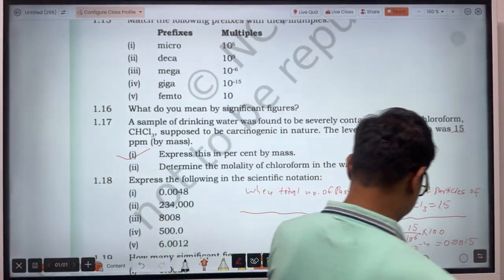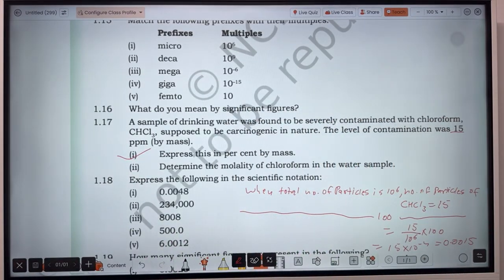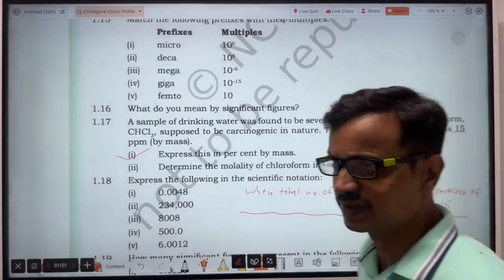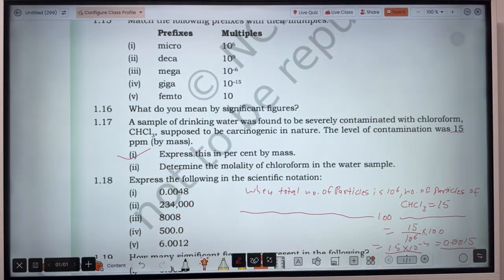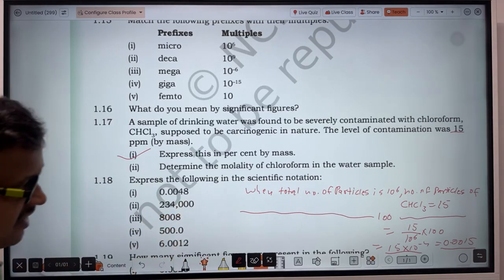10 power minus 4 means just 0.0015. Okay. Or you may write 15 into 10 power minus 4, or 1.5 into 10 power minus 3, whatever you would like. That is molarity, how much?